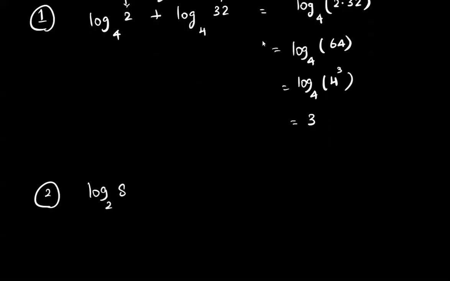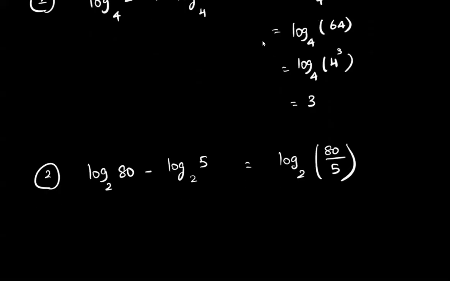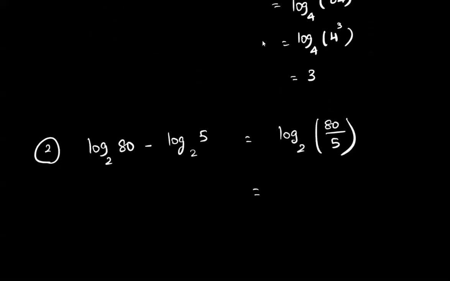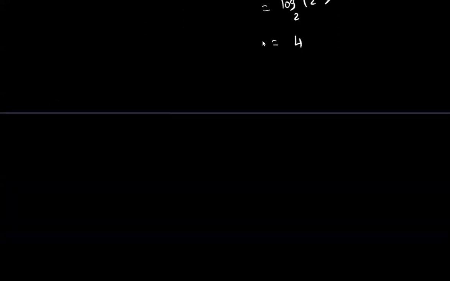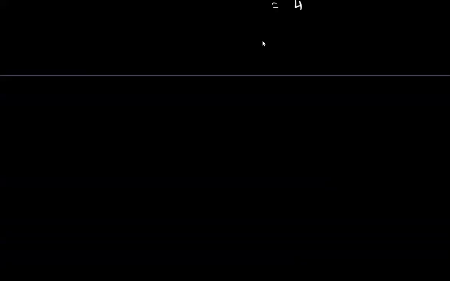Likewise, look at this example. Here I have a difference of two logs. I can combine it to write it as a quotient of a single log. This quotient can be simplified and rewritten. So the answer is 4. So this is how you can use the properties of logs to evaluate.